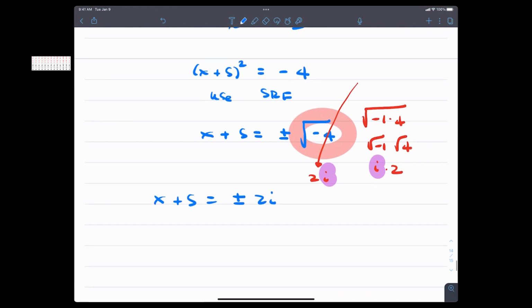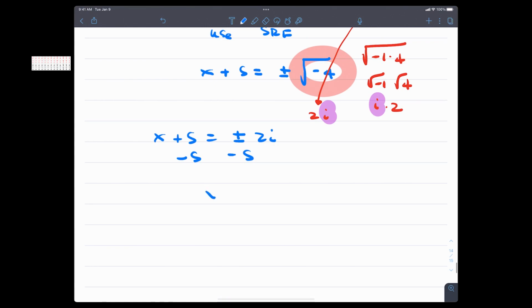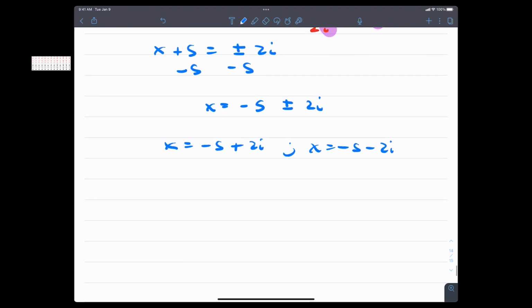All right, you guys okay with that one? That doesn't sound too bad. What do you guys do to get x by itself? Subtract your 5. You get -5 plus or minus 2i. -5 plus 2i, -5 minus 2i. And if they want us to list our solutions, we put it in a list.